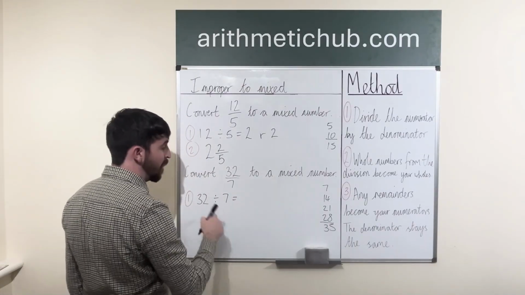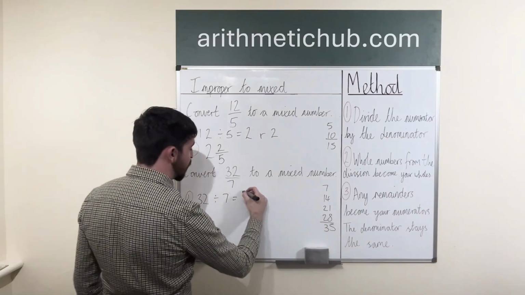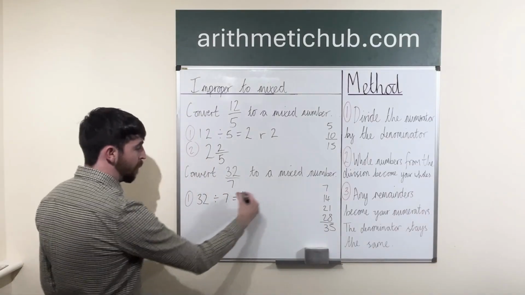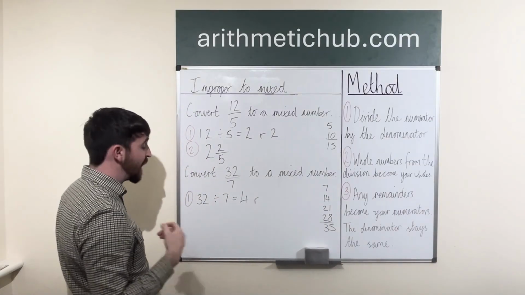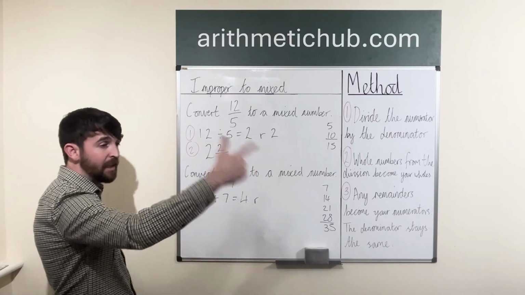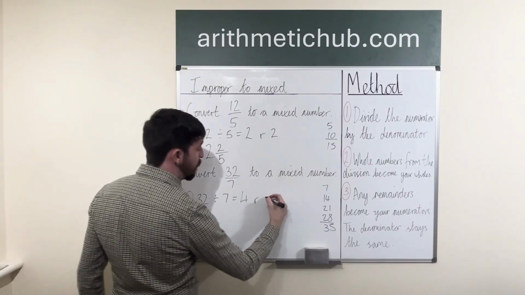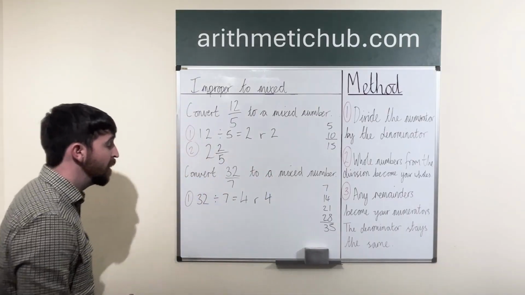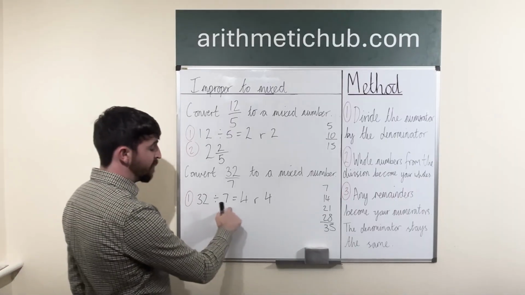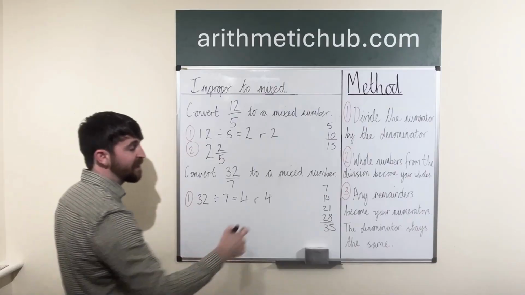How many lots of 7 made 28? 1, 2, 3, 4. So we've got 4, and our remainder is what we have to add to 28 to get to 32. 29, 30, 31, 32. So our remainder is going to be 4, isn't it? Okay, so 32 divided by 7 is going to give an answer of 4, remainder 4. Let's have a look at the second part then.